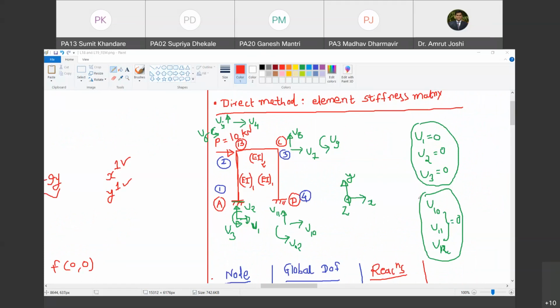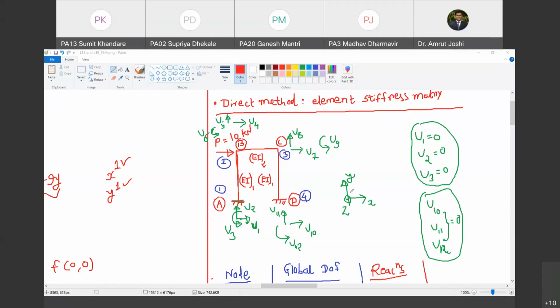So let us resume. I have marked U10, U11 and U12 equal to 0. Do you agree with me, Ganesh? Yes, sir. This is because support D is a fixed support, and U10, U11, and U12 are translational and rotational degrees of freedom at that support. Those ought to be 0. Happy?